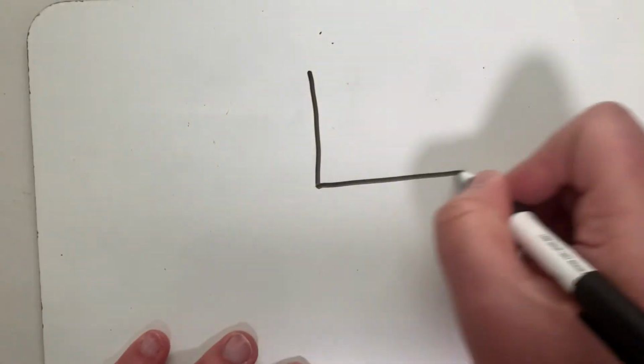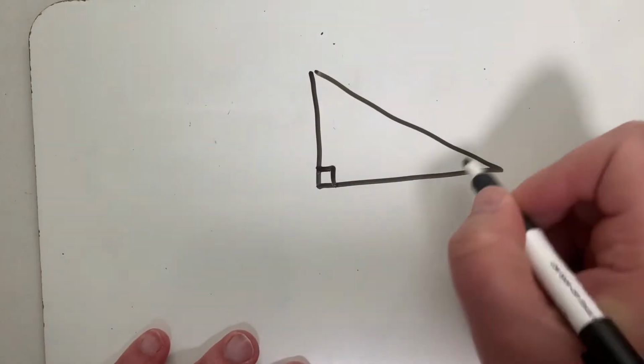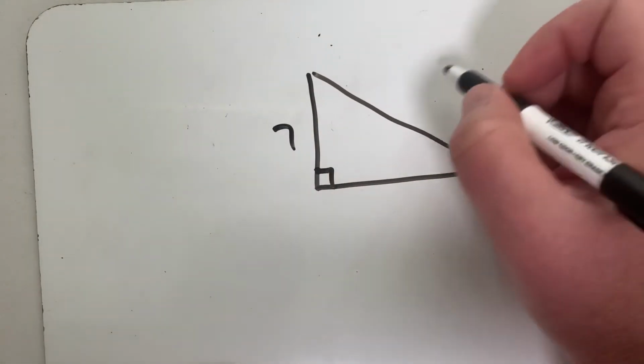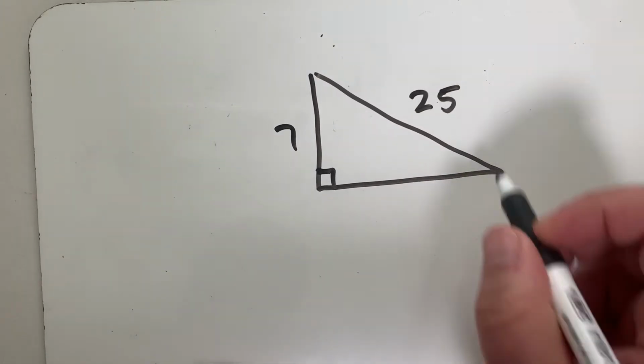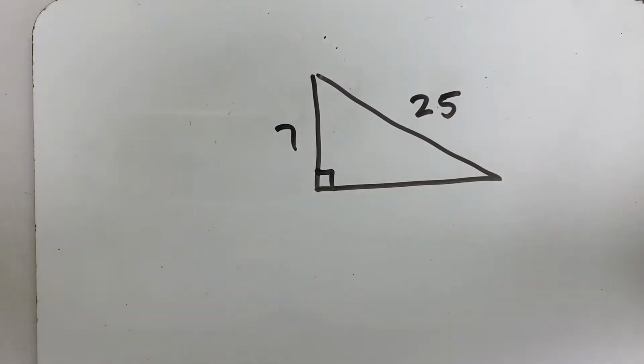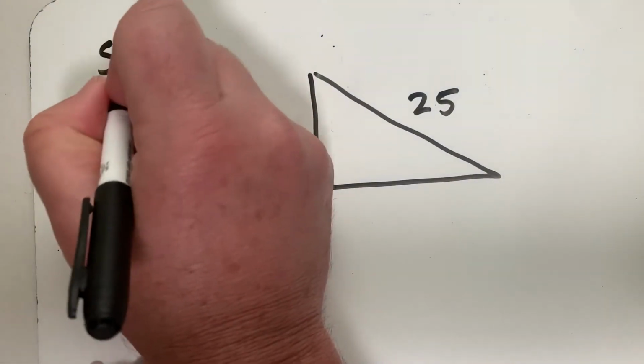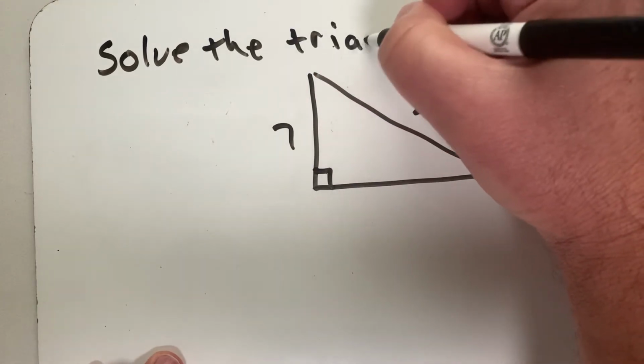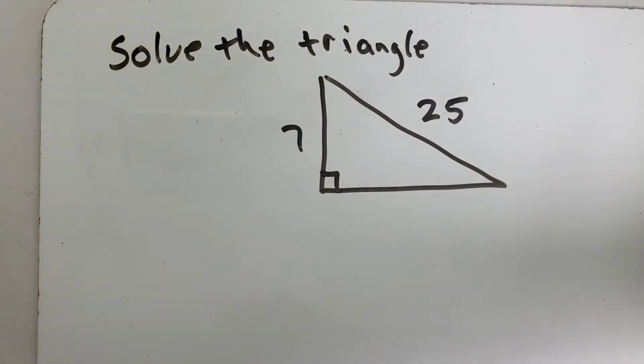Get your calculators out. Go ahead and pause it and get your calculators. I'm going to do a few calculations here. So let's say we have 7 and 25. And we're actually going to solve the triangle. So let's write that down. Say solve the triangle. When it says solve the triangle, you're finding all the legs, hypotenuse, angles, everything. So we're going to fill this whole thing in.